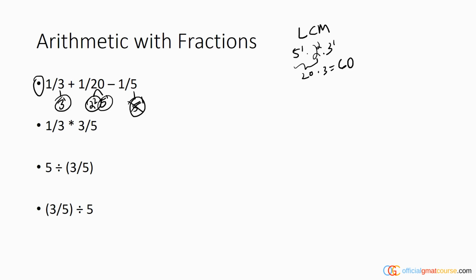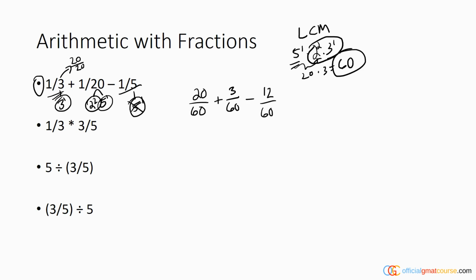Now, how do we convert the bottom of 1/3 to be a 60th? We'd have to multiply the bottom by 20, which means we'll also multiply the top by 20. And that's going to give us 20 over 60 for this first fraction here. Now 1/20th, I'm multiplying the top and the bottom by 3. That's going to give me 3/60ths. And then this -1/5, I'd multiply the bottom by 12. And you can see that because I have 5 times 4 times 3, which is 12. So the top and the bottom are multiplied by 12, giving me -12/60ths.